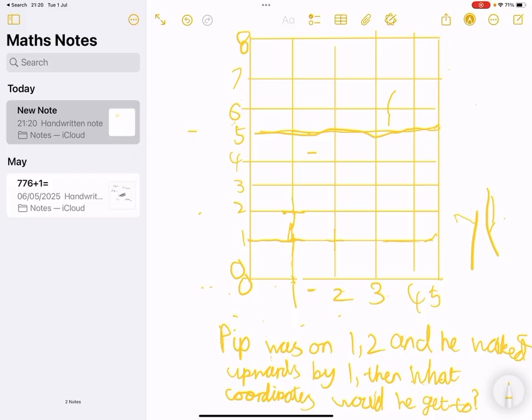So for example, Pip is here right now. And then if he walked 1 upwards, then the y would add by 1, but the x stays the same because it's not moving sideways. So the answer would be censored, because you need to link it down in the comments. But I'll give the answer at the end of the video.